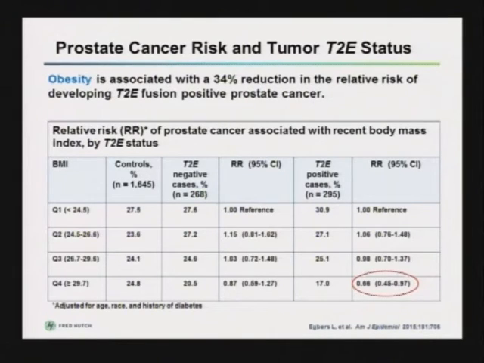And this slide just summarizes those numbers for you. For each of these groups of prostate cancer patients, those with T2E negative tumors and T2E positive tumors, to look at their risk of developing prostate cancer, we've compared them to a group of normal controls, and these are men from the same population without a history of prostate cancer and their distribution of body mass index. And what you can see is that for men who are obese, 4th quartile of the BMI versus the 1st quartile, there's an actual significant 34% reduction in their risk of developing fusion-positive prostate cancer.